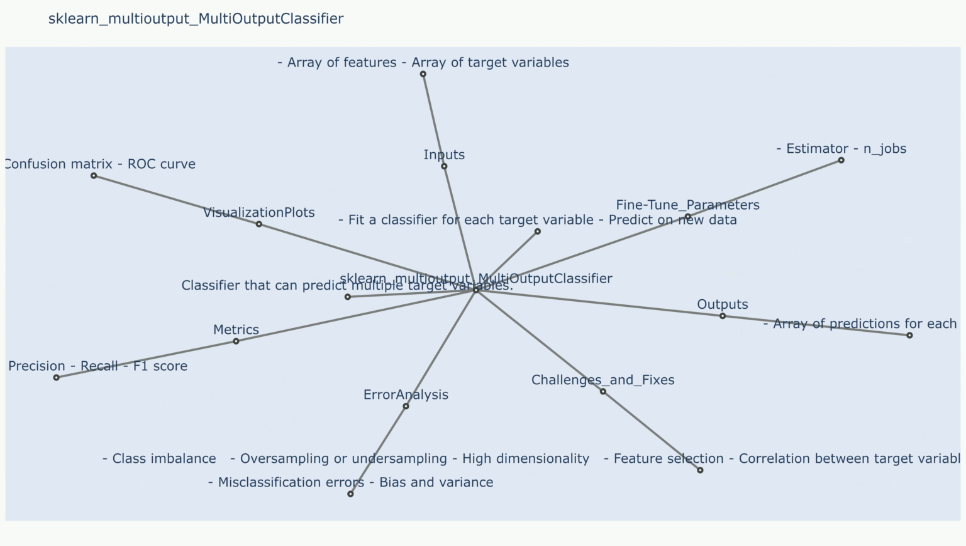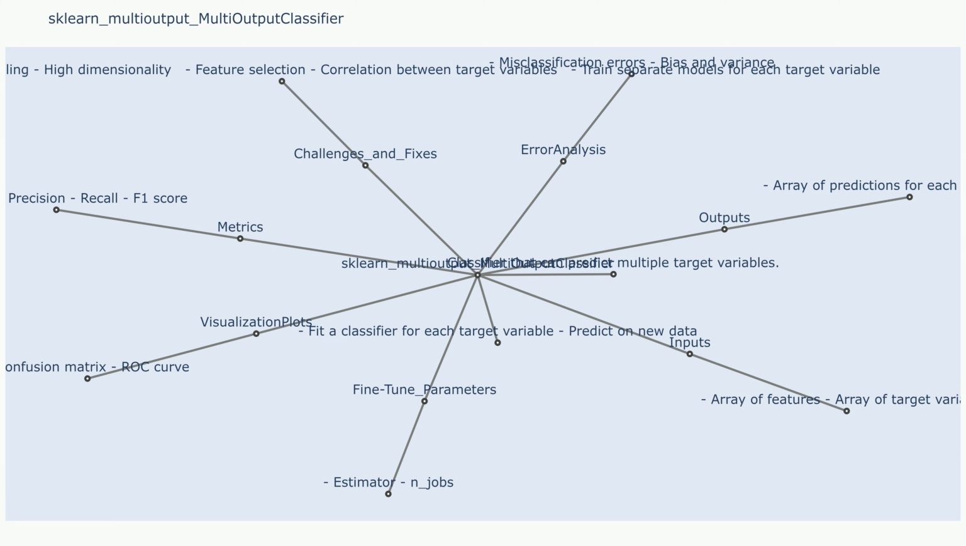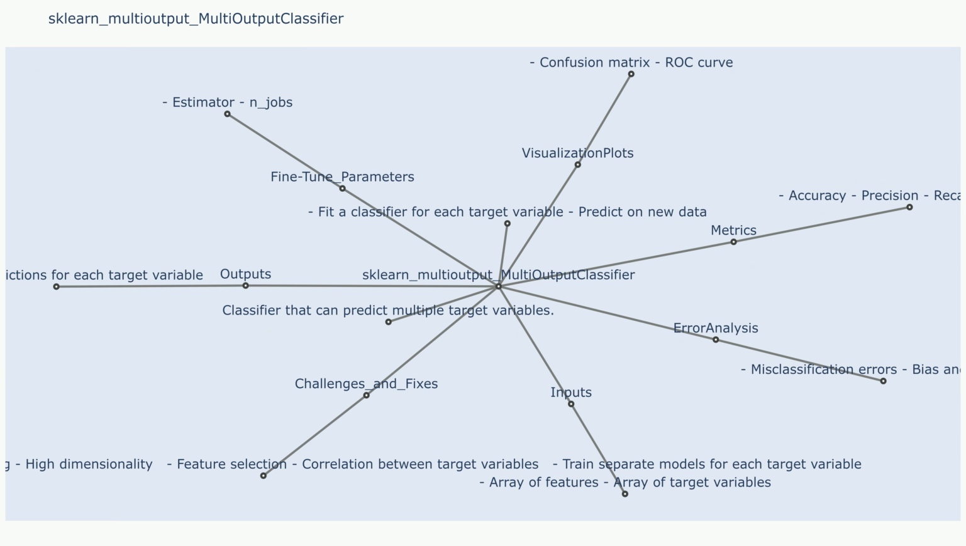Uncertainty methods. Uncertainty method 1: confidence scores. Some base estimators, like logistic regression, provide confidence scores for each prediction. This can be used to estimate uncertainty. Uncertainty method 2: ensemble methods. Using an ensemble of estimators within a multi-output classifier, such as random forest classifier, can provide an indication of uncertainty through the variance of predictions across different estimators.